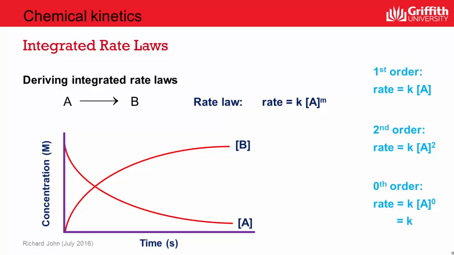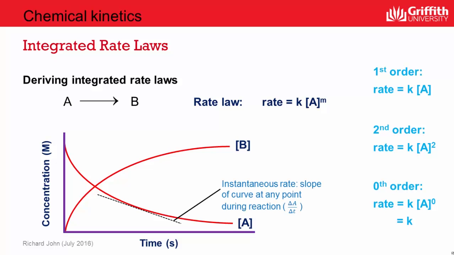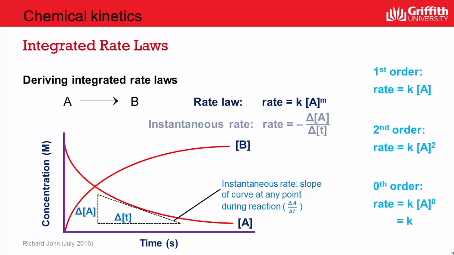Now, you may recall from an earlier video that the rate of reaction can be determined from the slope of these curves at any point during the reaction, and this is known as the instantaneous rate and is determined by calculating the slope of the tangent by considering the change in the concentration divided by the change in time. So the instantaneous rate at any time during the reaction can be expressed as minus the change in the concentration of the reactant A divided by the change in time. And remember, the negative sign is there because we are talking about the rate of disappearance of a reactant, and we need to ensure we have a positive value for the rate of reaction.